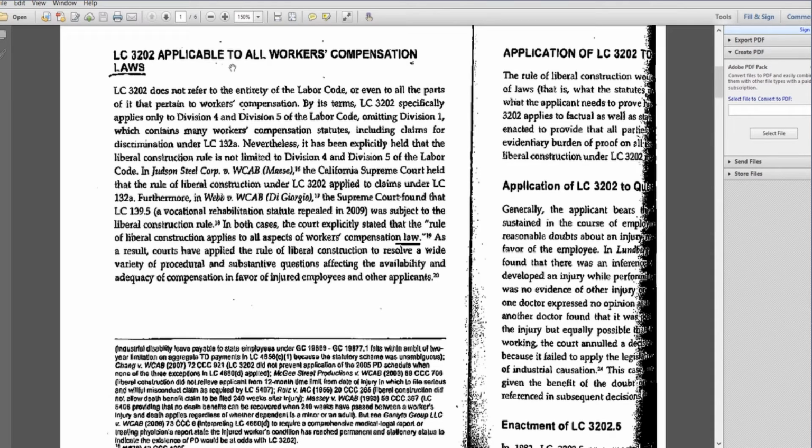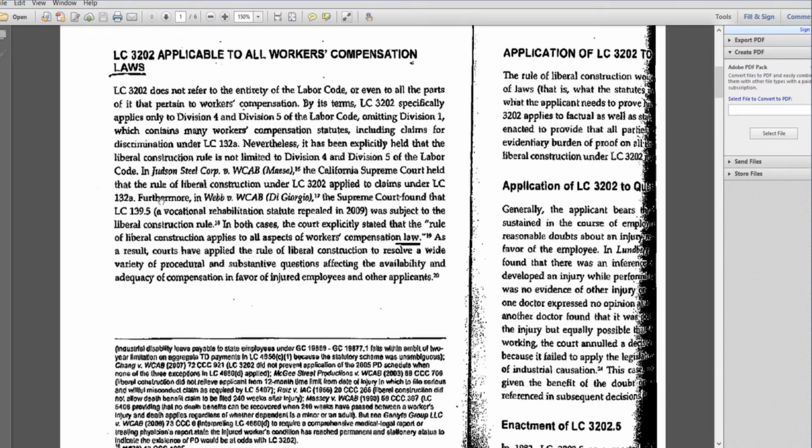It says that Labor Code 3202 omits Division 1, which contains many workers' compensation statutes, including claims for discrimination. Nevertheless, it, meaning the courts, has explicitly held that the liberal construction rule is not limited to Division 4 and Division 5 of the Labor Code. And then he cites some case law.